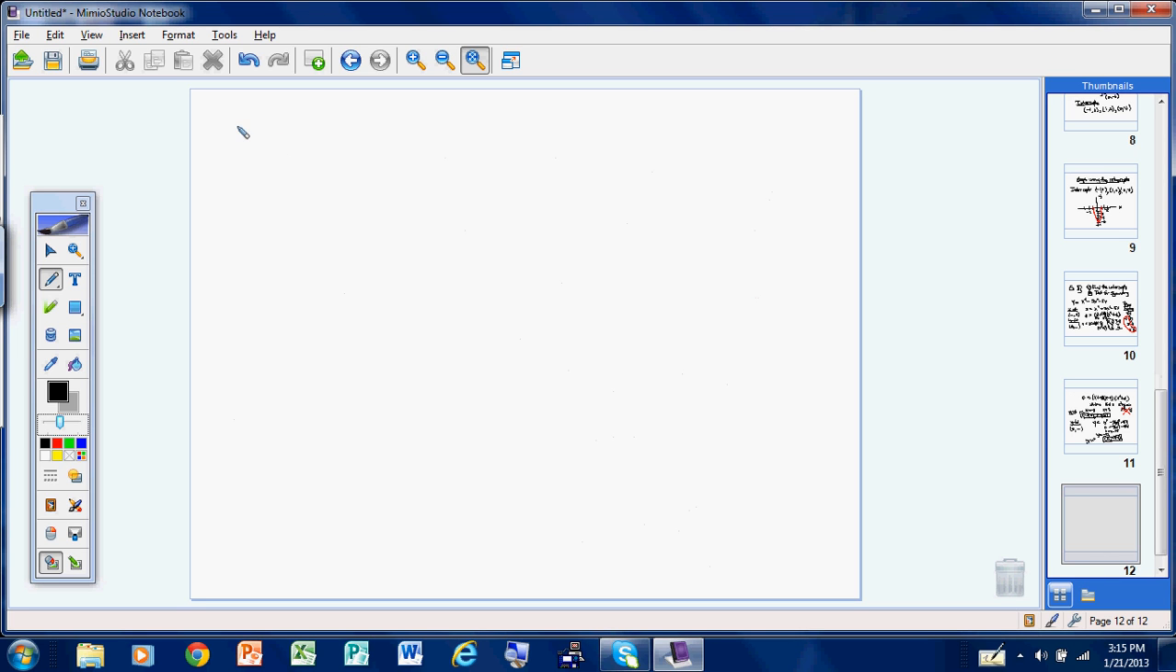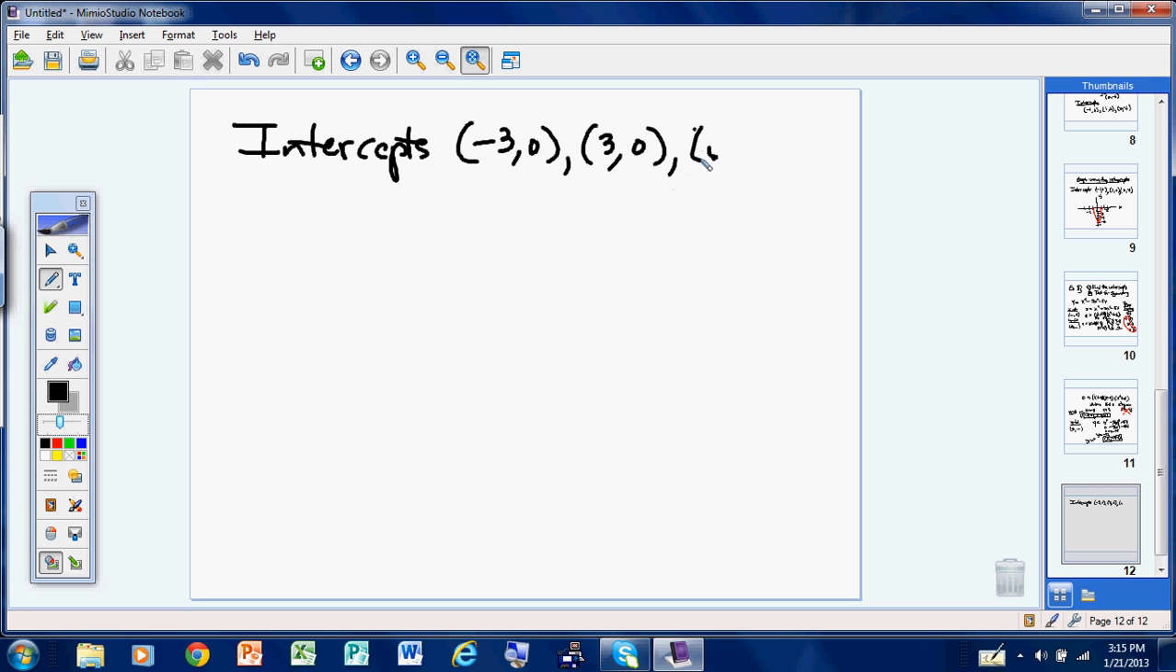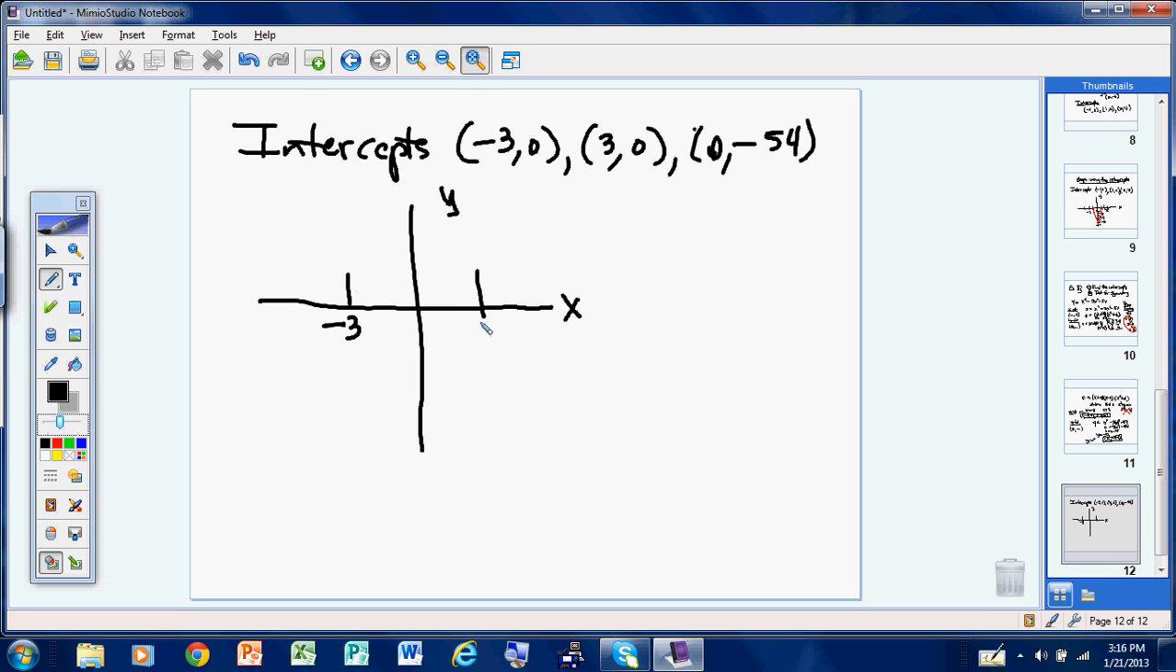Okay, so our intercepts were (negative 3, 0), (3, 0), and (0, negative 54). Okay, so if we were graphing this, let's take a look at what that would probably look like. And this is a crude drawing. We're just going to pretend that this is a negative 3 here. We're going to pretend that this is a positive 3 here. And do some pretending with me here. This is going to be a negative 54.